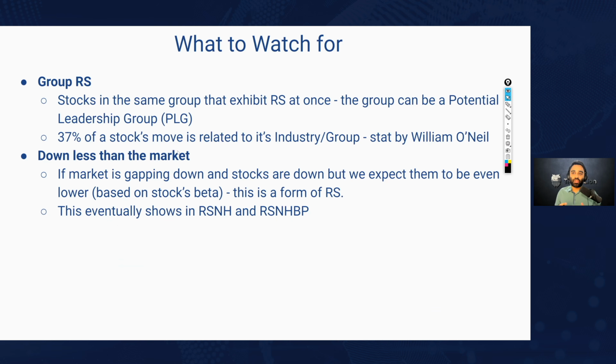So the last bit of it is group RS. When we have multiple stocks in the same group showing RS, we could say, for example, right now, oilers continue to outperform the markets. There's a backdrop of war, shortages, inflation, what have you, that's driving that price higher. So we see group RS.